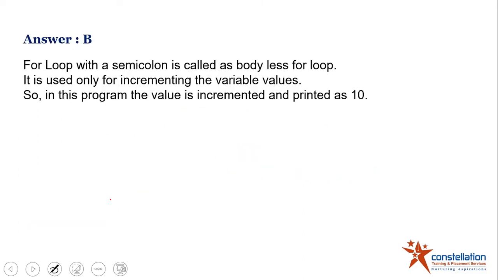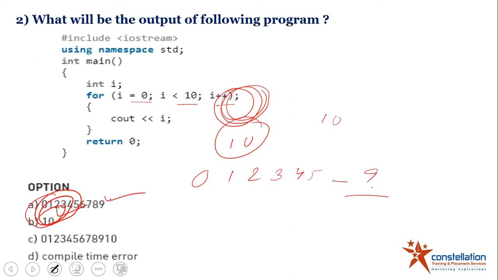Okay. A for loop with a semicolon is called a bodiless for loop. It is used only for incrementing the variable values. So in this program, the value is incremented and printed as 10 because that's what the value of i is when the loop got over. Okay, so that was again a tricky question. Most of the time either people miss it or they will feel like nothing is going to get executed and they will leave it as it is.